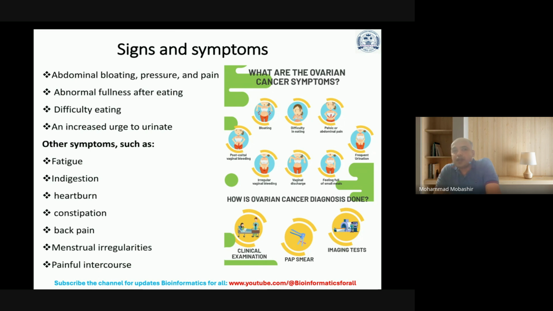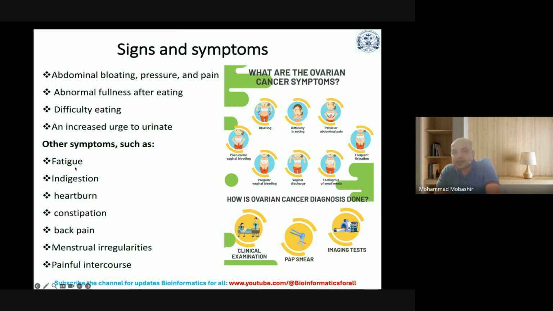So, abdominal bloating, pressure, and pain could be observed if someone has cancer. Then, abnormal fullness after eating. So even if you are eating less or more, you feel something very abnormal, difficulty in eating. Then an increased urge to urinate. So there is more frequent urination. This is also one of the signs. What are the other symptoms? These are the four common symptoms.